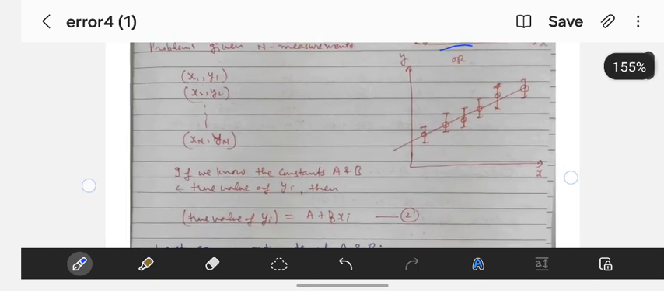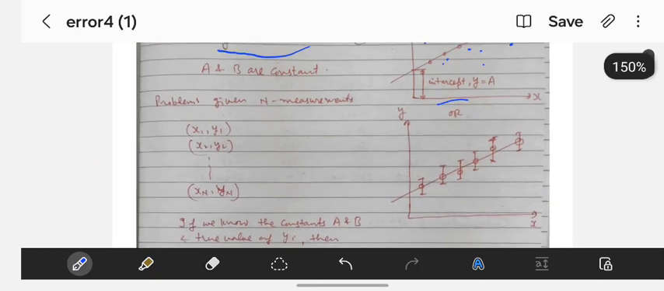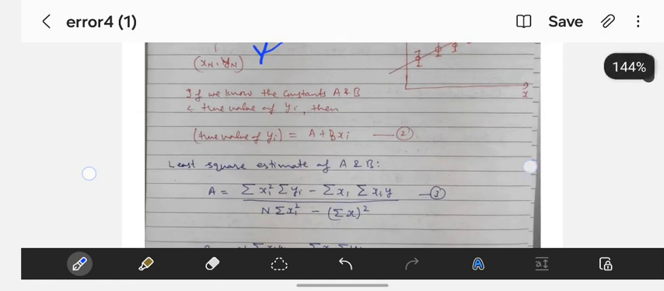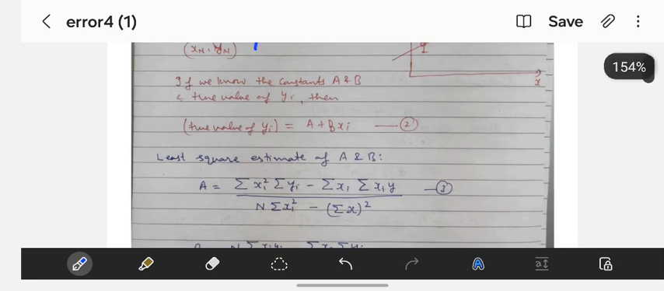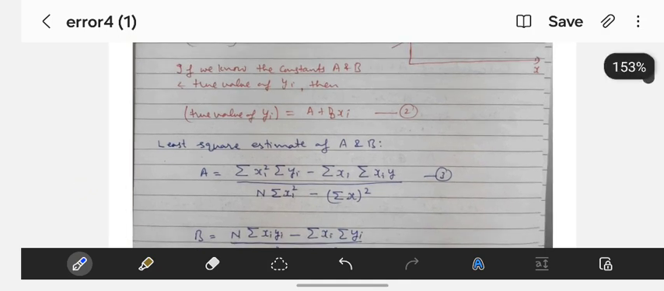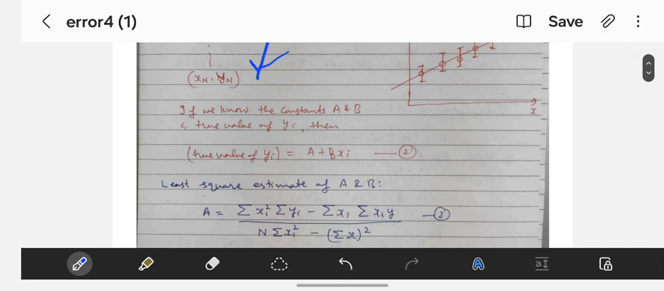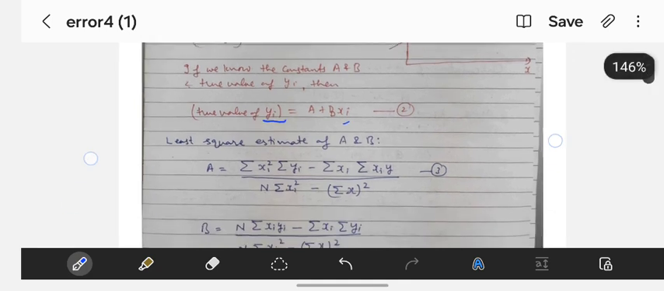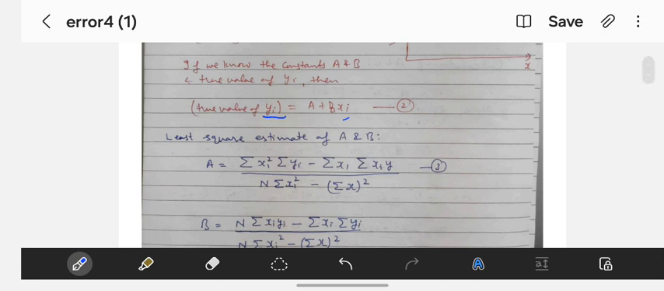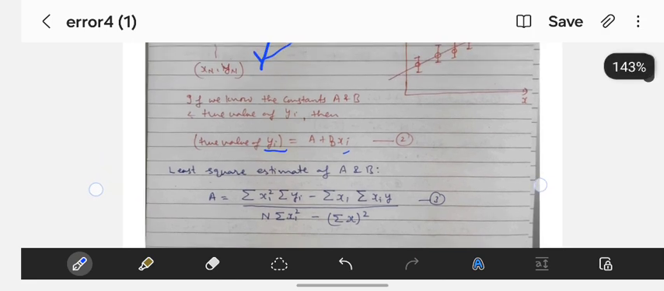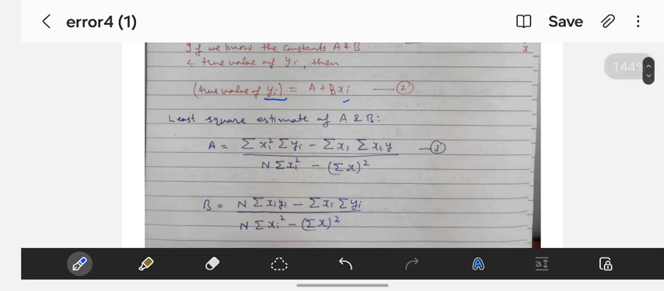And let's see first. Here our data are given: x1 y1, x2 y2, up to xn yn. If we know the constants a and b, the true value of yi equals a plus b xi. So yi is the dependent variable, dependent on the independent variable xi. So xi is independent and yi is dependent. We will find the values of yi for different xi's by finding the a and b of the fitted curve. So these are the formulas we will use to calculate a and b.